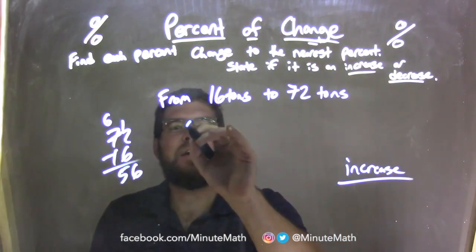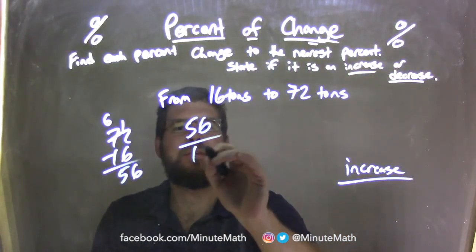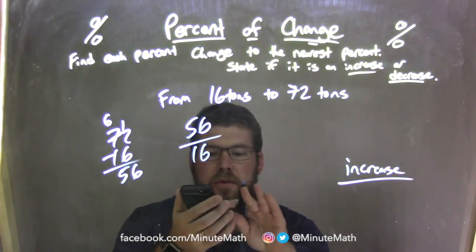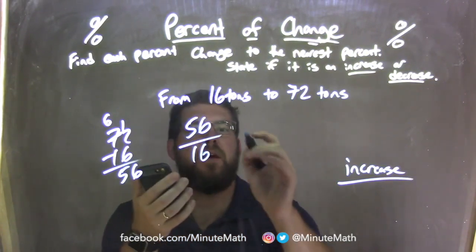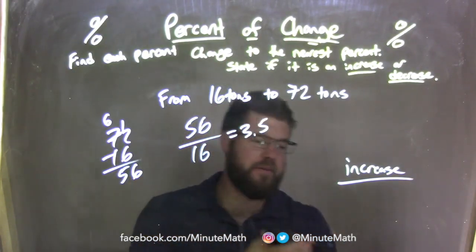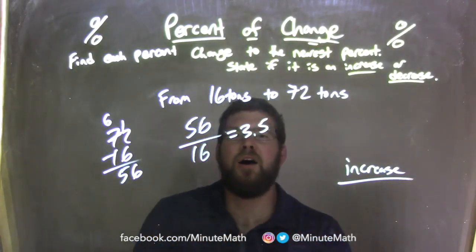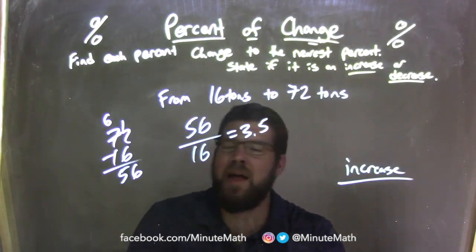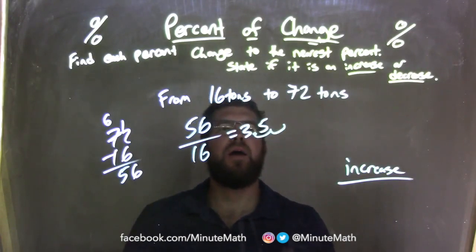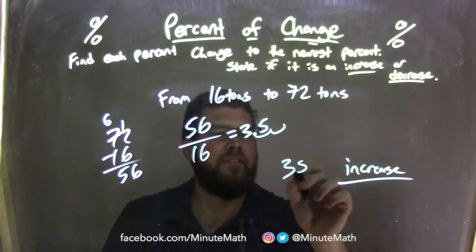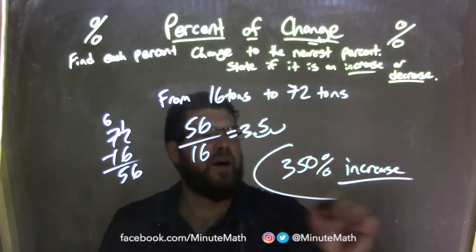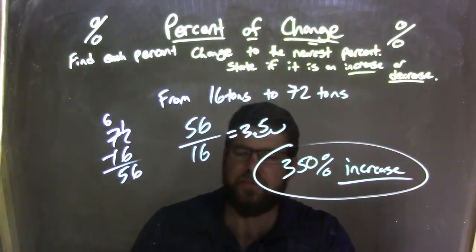We now take that 56 and we divide it by our first number, which is 16. Use my good old calculator here. I take 56 divided by 16, and we get 3.5. So 3.5 was our increase here, but I need to convert that decimal into a percent. We move that 2 units to the right. 1, 2, and then we place a 0. So we have 350%. Our final answer here is a 350% increase.